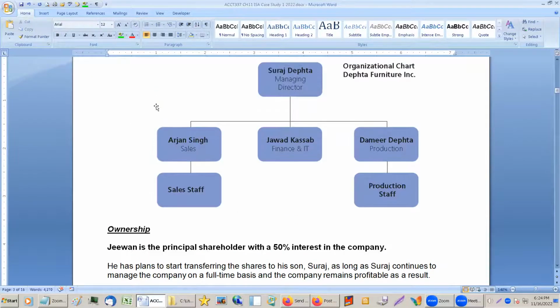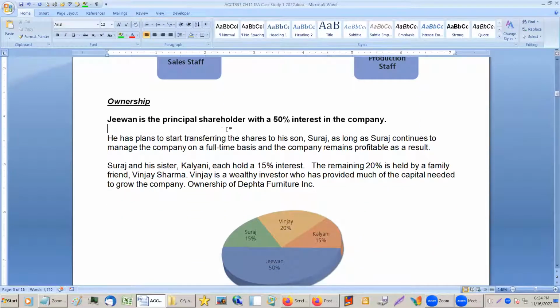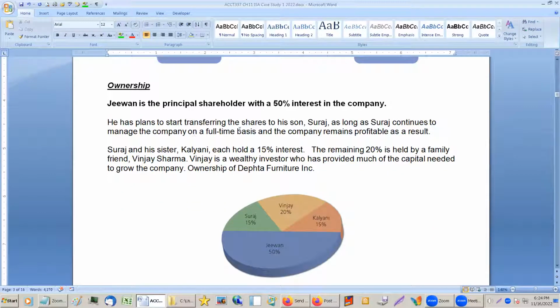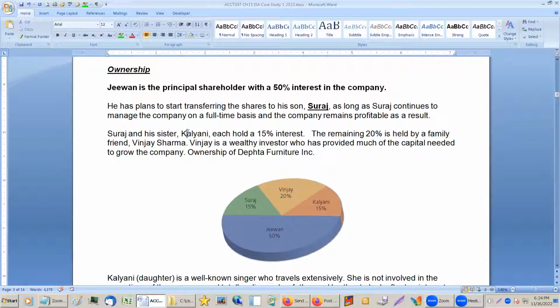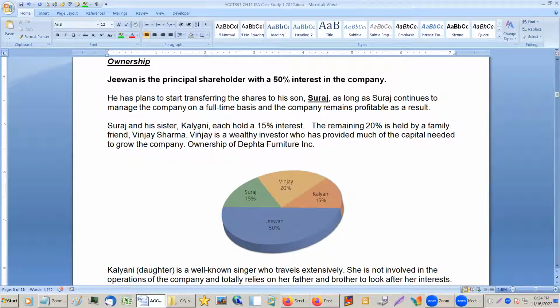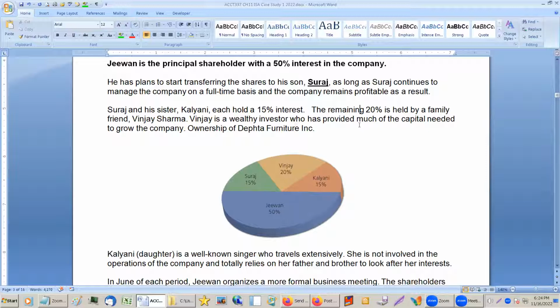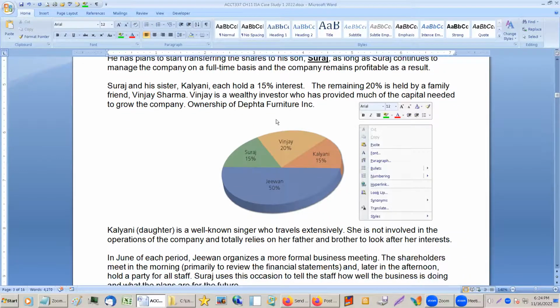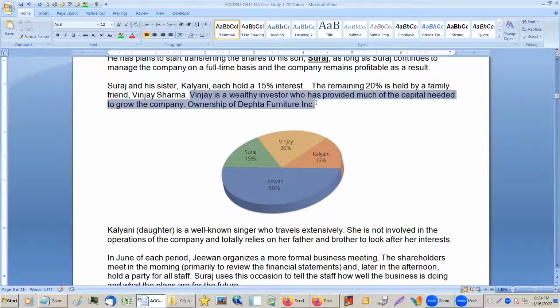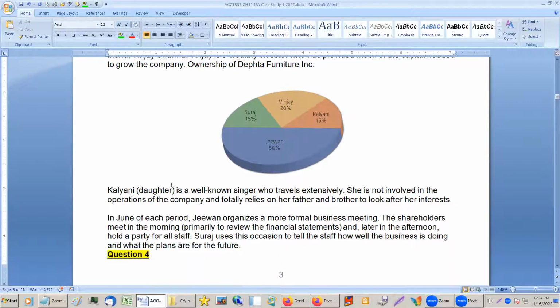Jawan is the principal shareholder, 50% of the company's interest. He has started transferring to his son, as long as he continues to manage the company and grow. Raj and his sister, Kalyani, probably Kalyani, have a 50% interest. The remaining 20% is held by family member Vinjay Sharma. And he's a wealthy investor who will provide capital when needed.